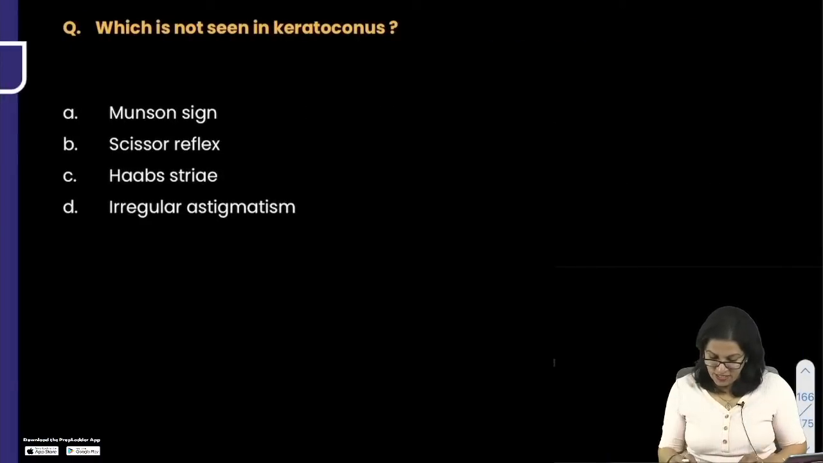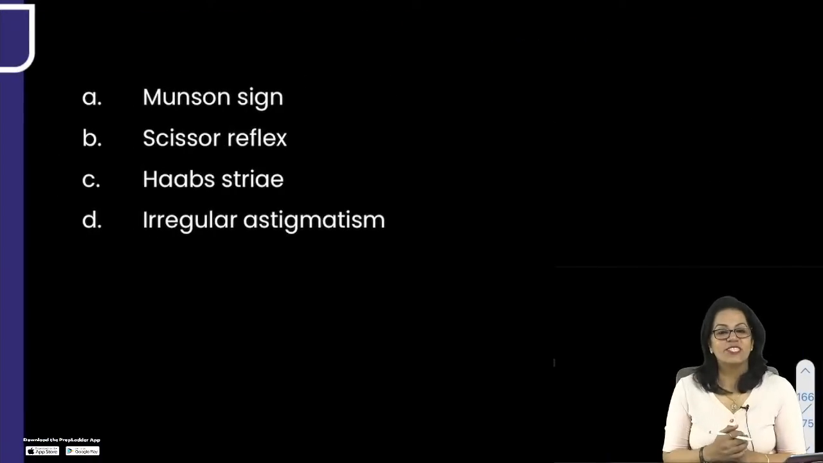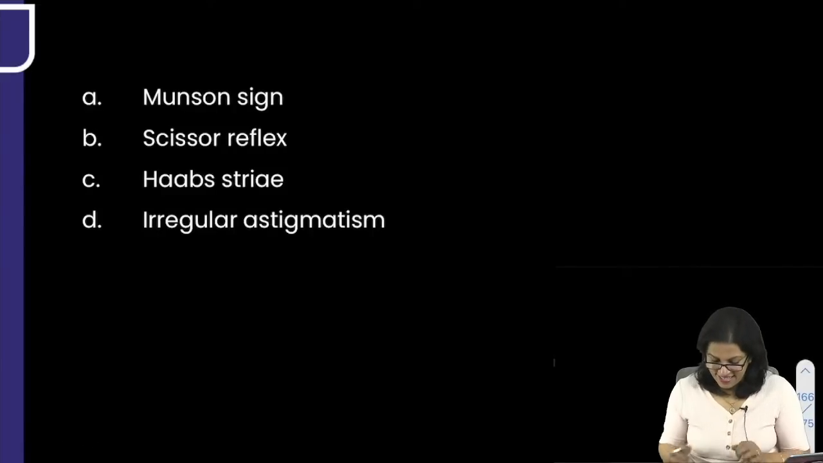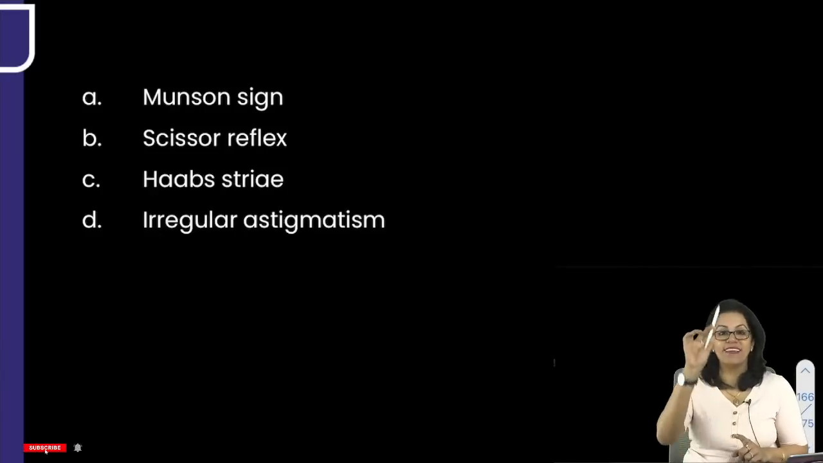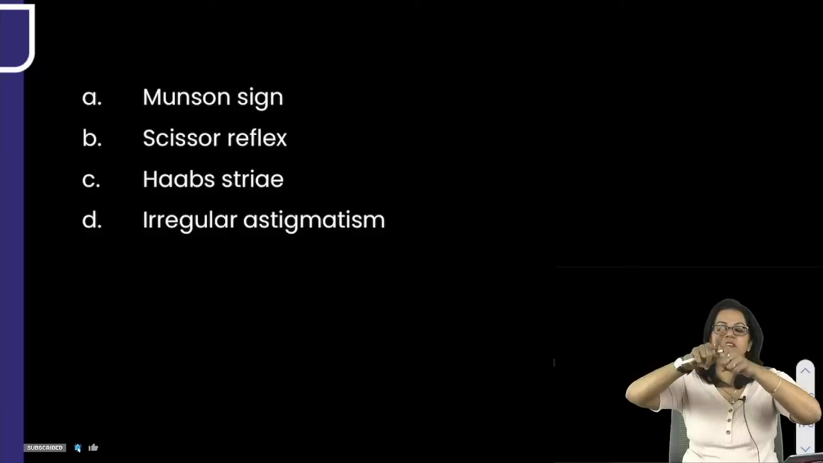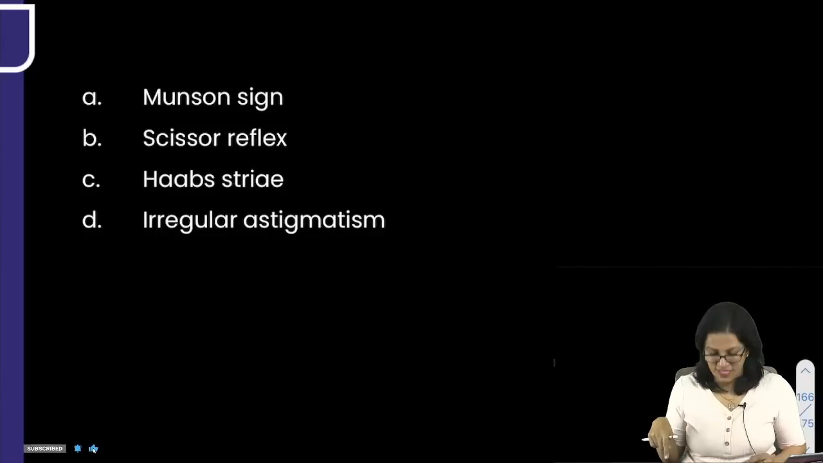Okay, so which is not seen in keratoconus? Which is not seen in keratoconus? All of you know Munson sign, the V-shaped deformity of the lower lid. Okay, scissors reflex on retinoscopy: you see two light reflexes like two limbs of a scissor. So that is your scissors reflex.